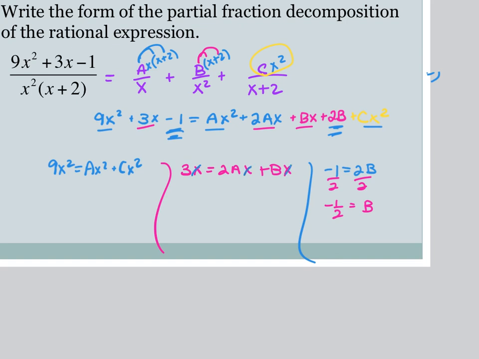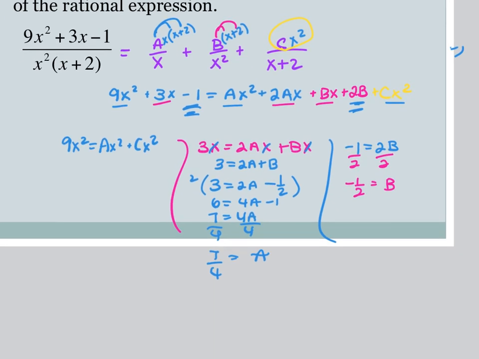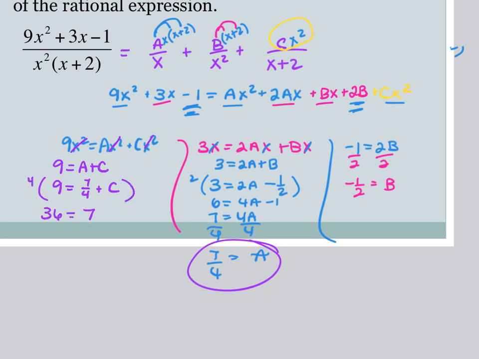From these, I can cancel through my x's and make B negative 1/2. So I can multiply by 2 here. This would be 6 equals 4A minus 1. Add the 1. Divide by 4. And the last one, I can cancel out all the x's. I don't know C, but I know A. I can multiply by 4. Subtract the 7.